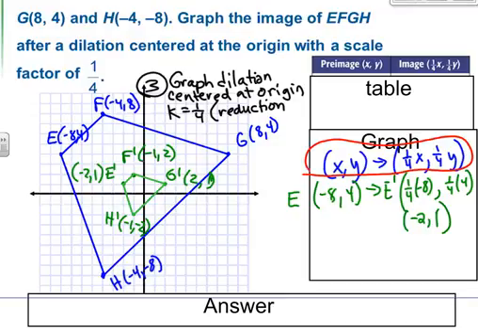Or you can take x times 1 and then divide by 4, and you'll get the same thing. We found that if E was (-8, 4), then E prime was (-2, 1). And then we were able to find all the rest of the points and plot those points as we went.